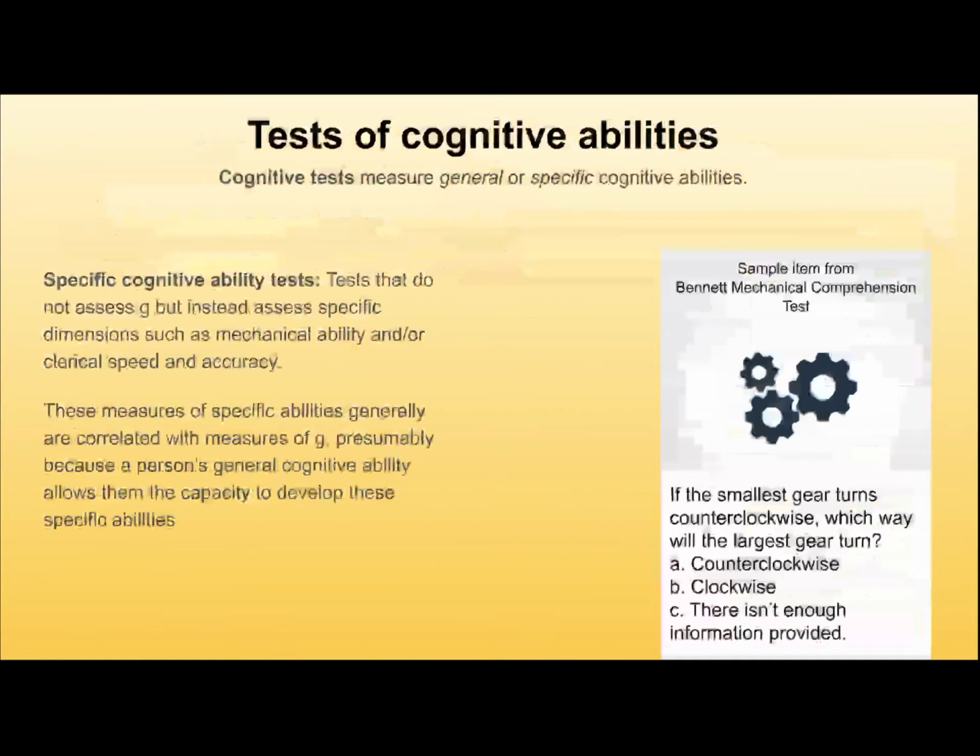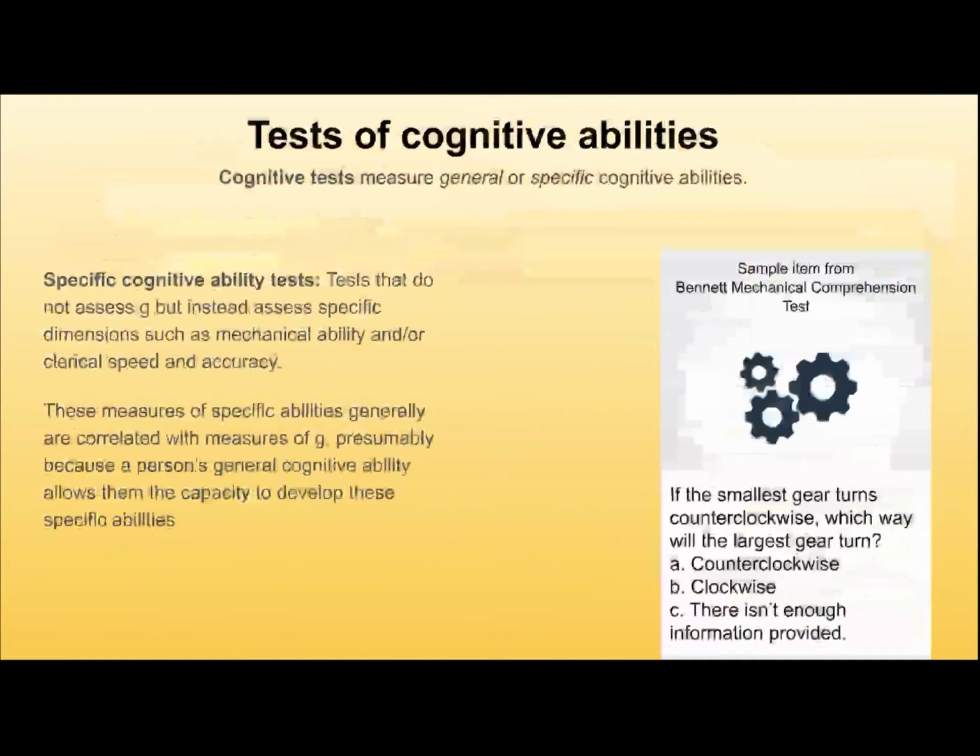The next type of cognitive ability test is different than the first, general cognitive ability. This is a specific one. Specific cognitive ability tests do not assess G, the general intelligence, but instead they assess specific dimensions, such as mechanical ability or clerical speed and accuracy.